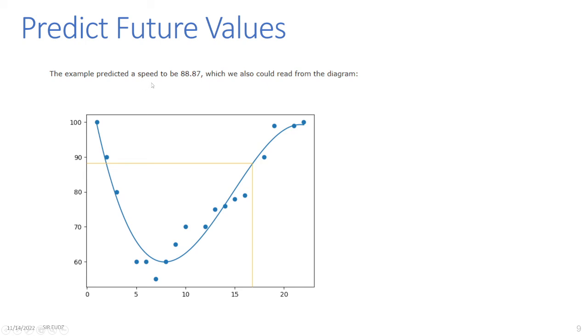So the example predicted a speed of 88.87, which we could also read from the diagram. So this is 17, and then we look for the y value, which is 88 something, around 90 or before 90. So that's 88.87.